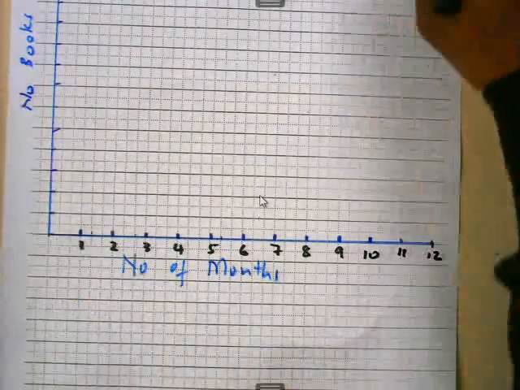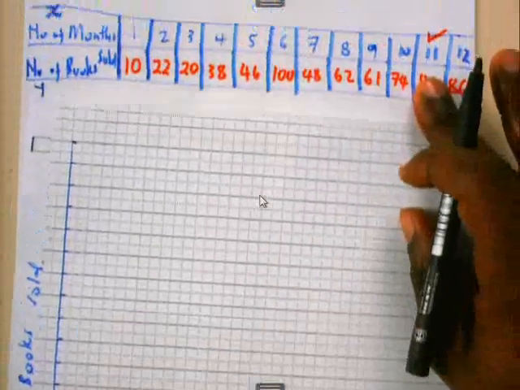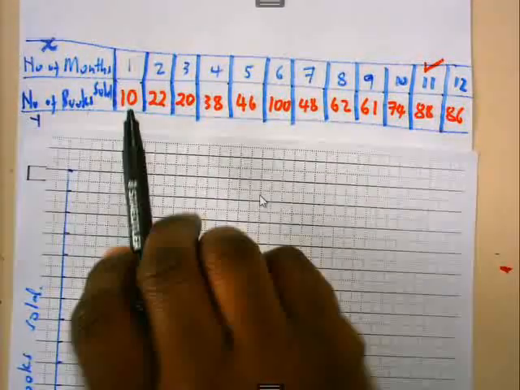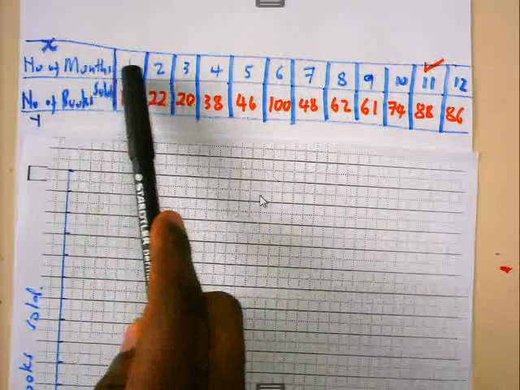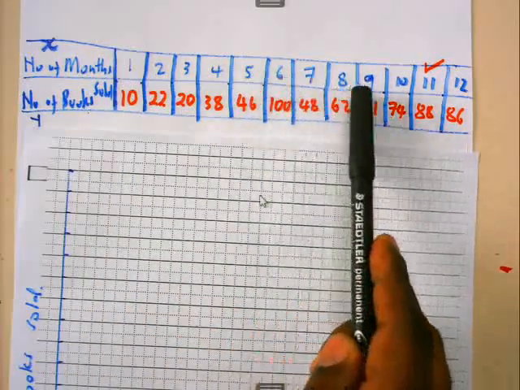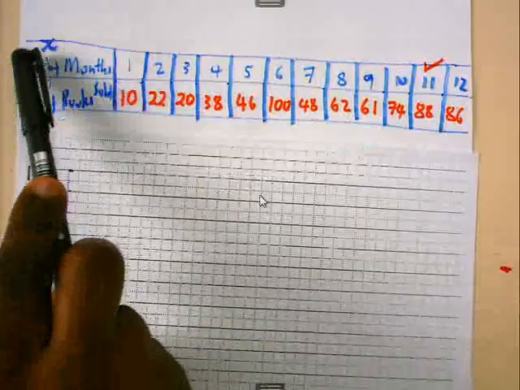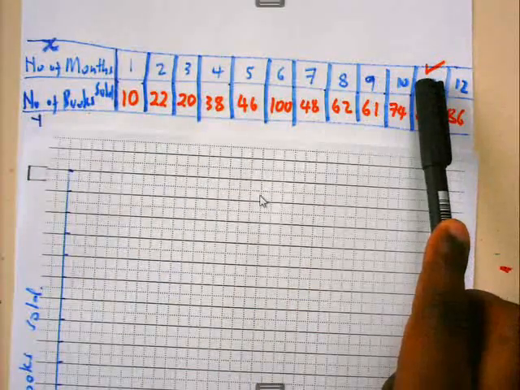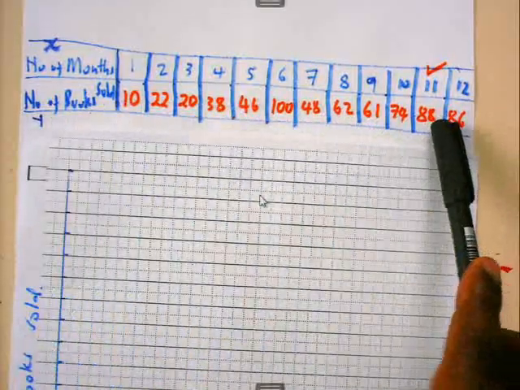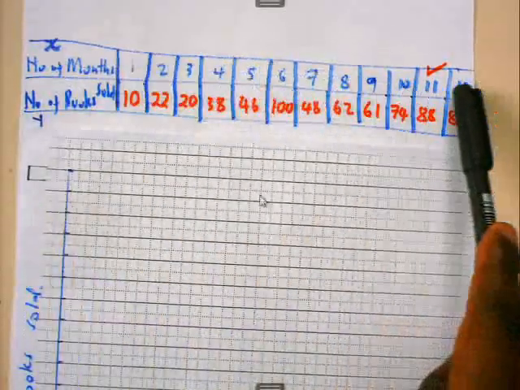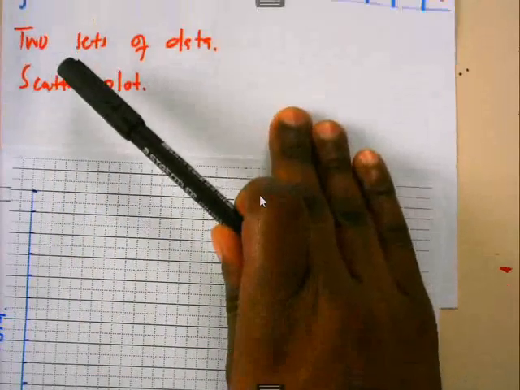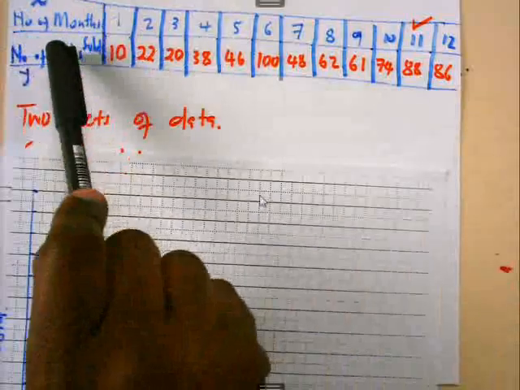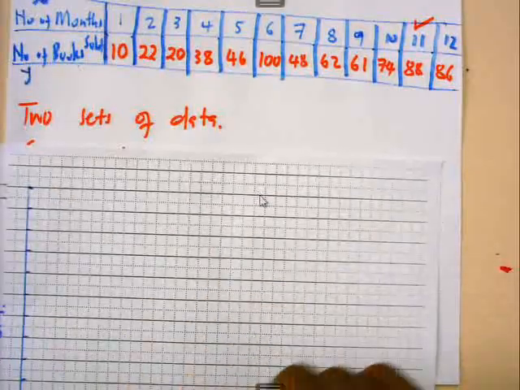And this is the information from the set of data. Look at the information. The number of months, we take that information, that information comes here. Remember I said you just treat the first row as the x-axis, the second row as the y-axis. Now the number of months is 1, 2, 3, 4, 5, 6 until 12. And the vertical line, which is the y-axis, where is that? Now it will be the number of books sold.